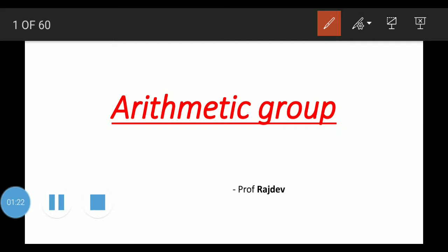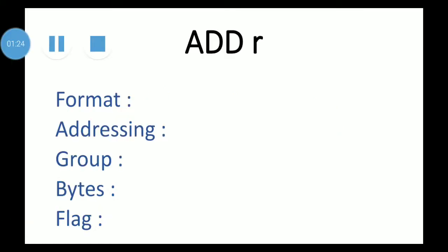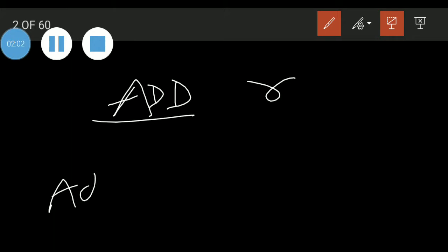This arithmetic group consists of all the instructions that are necessary for performing arithmetical operations in the 8085 microprocessor. Our first instruction that we are going to learn is ADD R. As the name suggests, ADD, this instruction is responsible for performing addition. In this instruction, ADD R, ADD means addition, and R is the register.